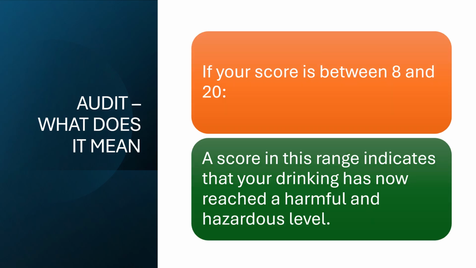If you scored between an 8 and a 20, a score in this range indicates that your drinking has now reached a harmful and hazardous level. You may be drinking every day, having blackouts where you can't remember the night before, maybe feeling guilt or remorse after you're drinking. And once you start drinking, it may be difficult for you to stop. And you may be having trouble following through on your responsibilities because of your drinking. You may have even hurt someone in your life as a result of your drinking. And notice I'm saying you may have. This doesn't necessarily mean that you have, but it might have happened.